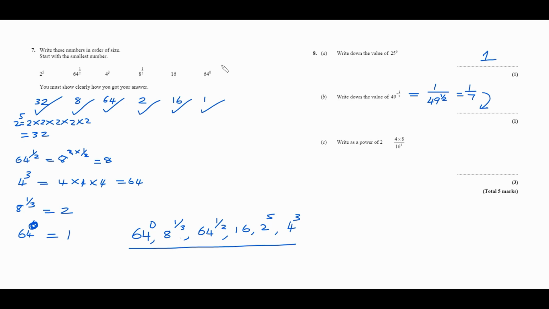The next one, write as a power of 2. So 4 can be written as 2 squared, times 8 can be written as 2 to the power 3, over 16 can be written as 2 to the power 4, all to the power 3. So 2 to the power 2 plus 3 is 5, over 2 to the power 12. So 2 to the power 5 minus 12, which is 2 to the power minus 7. So that is the answer for question number 7.